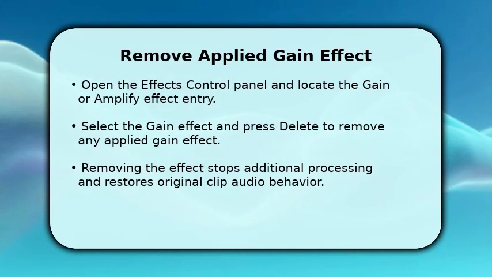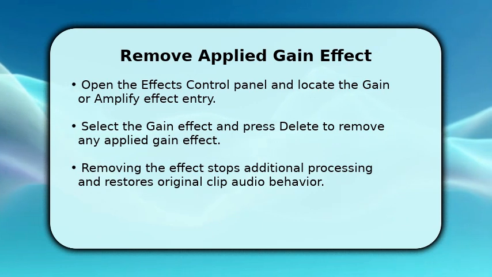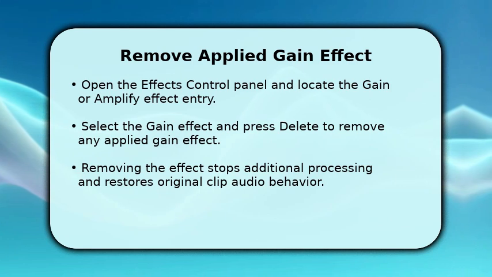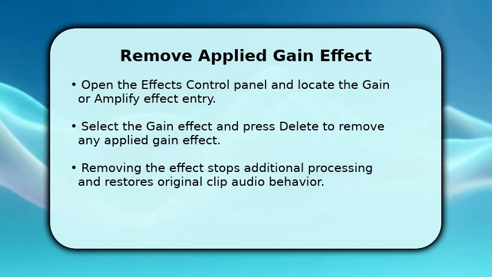If you applied a gain effect, open the Effects Control panel for that clip. Open the Effects Control panel and locate the Gain or Amplify effect entry. Click the effect name to reveal parameters and visual keyframes if present.